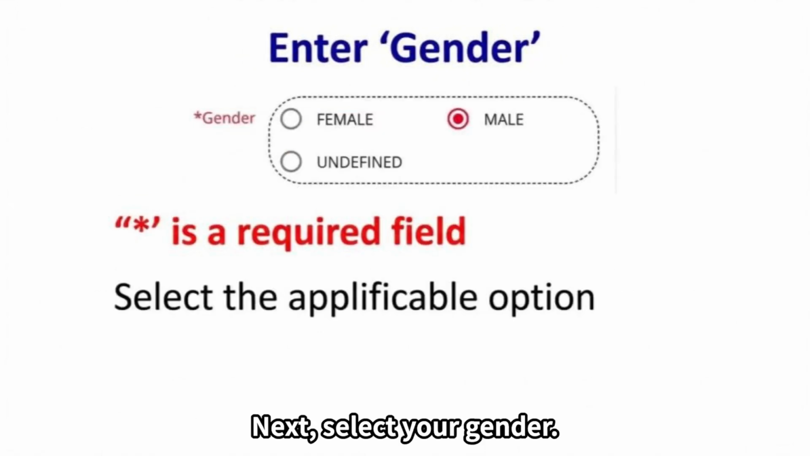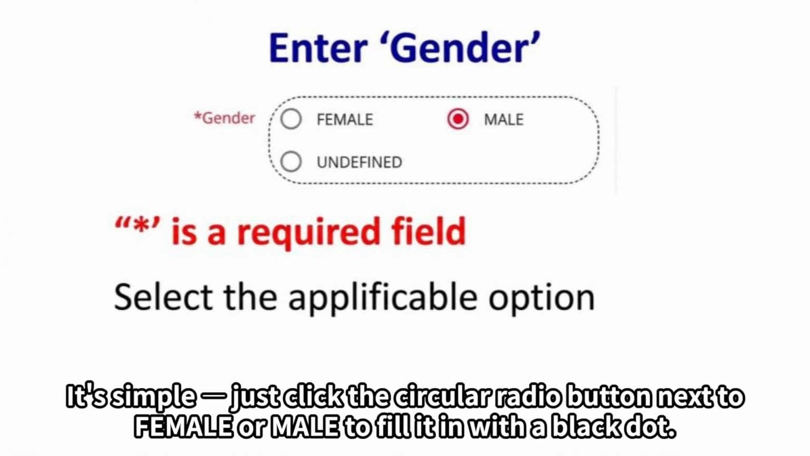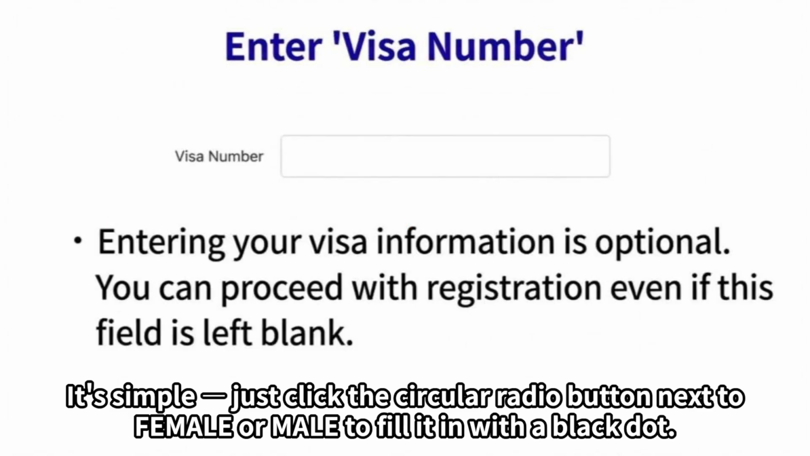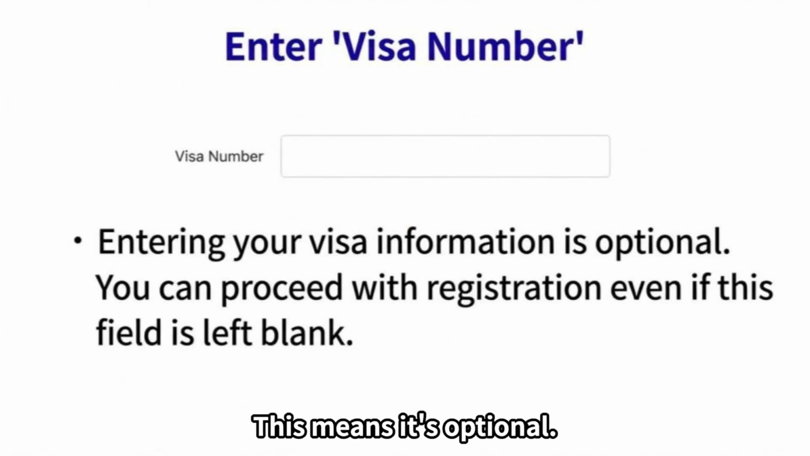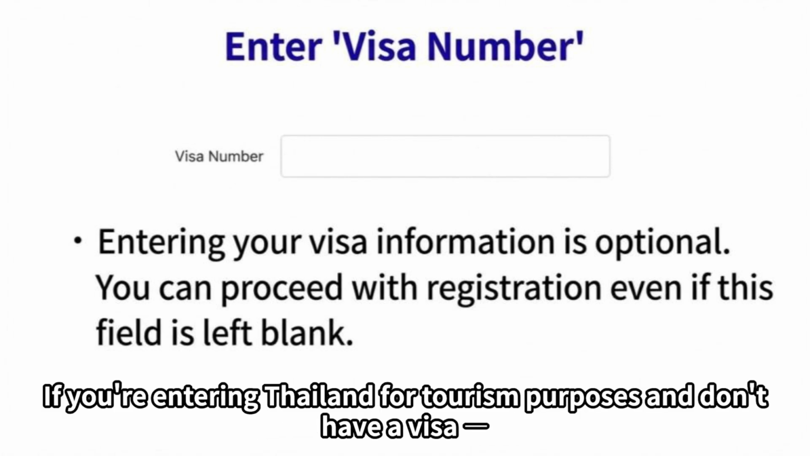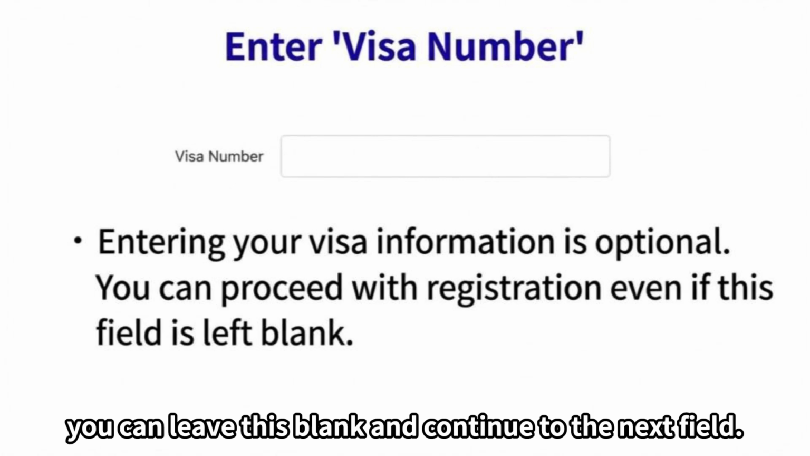Next, select your gender. There's a red asterisk here too, so make sure to select one. It's simple, just click the circular radio button next to female or male to fill it in with a black dot. Next is the visa number field, but there is no red asterisk. This means it's optional. If you're entering Thailand for tourism purposes and don't have a visa, such as many UK passport holders, you can leave this blank and continue to the next field.